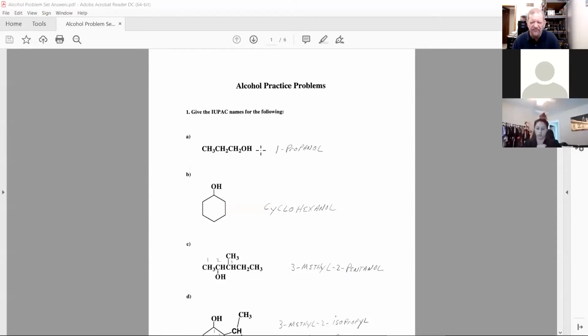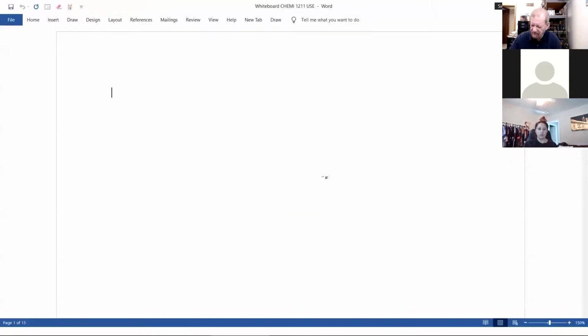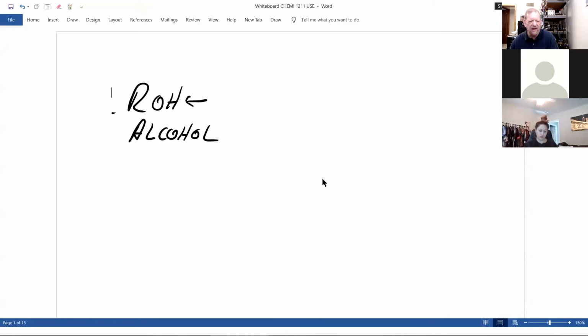How do you do an alcohol? You find the longest chain, name it as an alkane, then drop the E at the end, add OL, and if it's acyclic, meaning not in a ring, you use a number for what carbon has the hydroxyl group of an alcohol. Just to remind you, a hydroxyl group, OH on a carbon, is an alcohol.